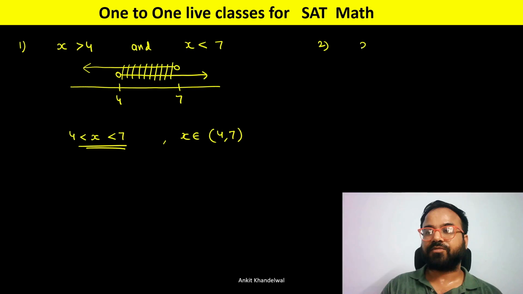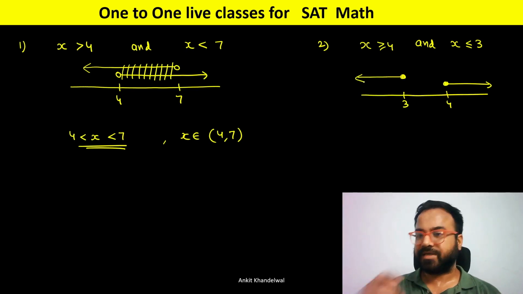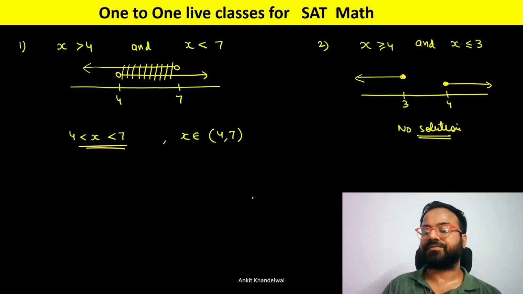In the same way, suppose it is something like this: x is greater than or equal to 4 and x is less than or equal to 3. So what does that mean? This is 3, this is 4. x is greater than or equal to 4 means this, and x is less than or equal to 3 means this. Now is there anything common you can see between both of them? It is asking, is there any number which is greater than 4 as well as less than 3? No, it is not possible. So we'll say no solution. That is the meaning of the intersection.